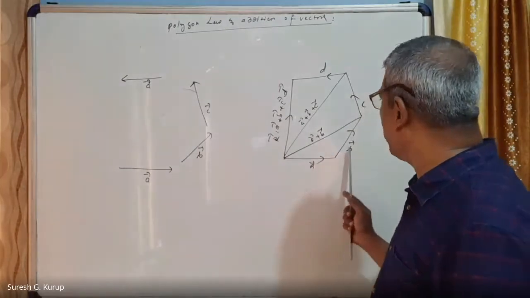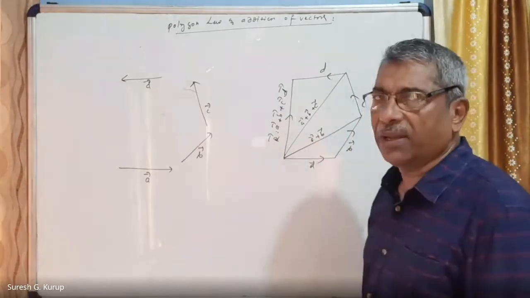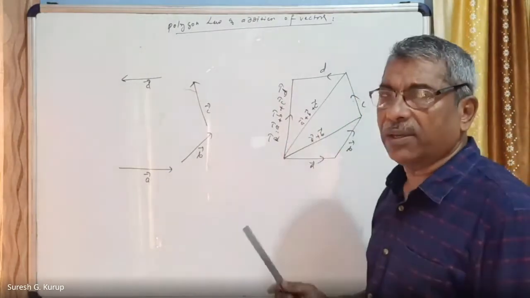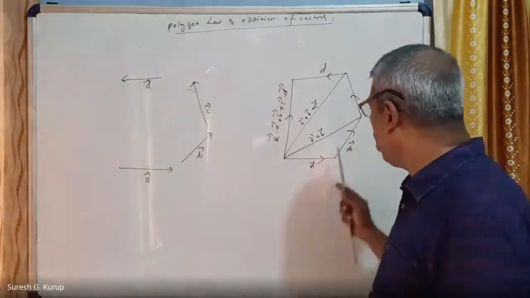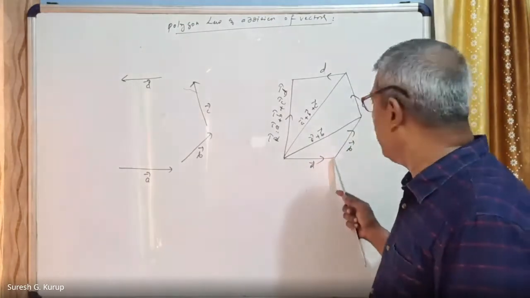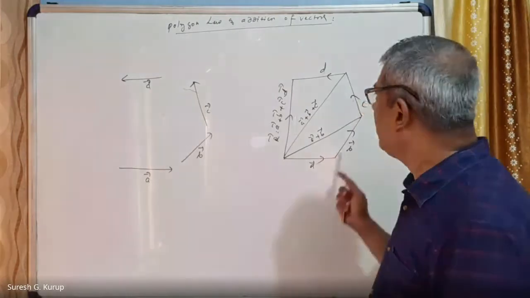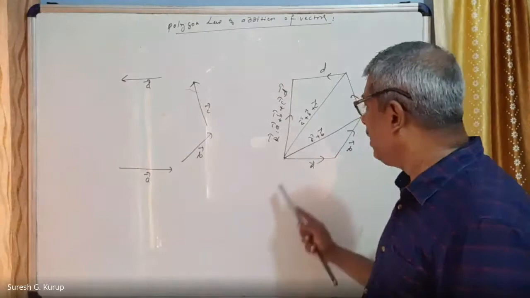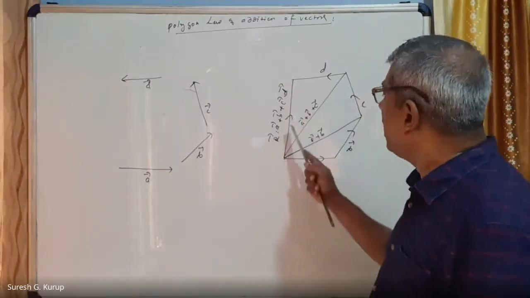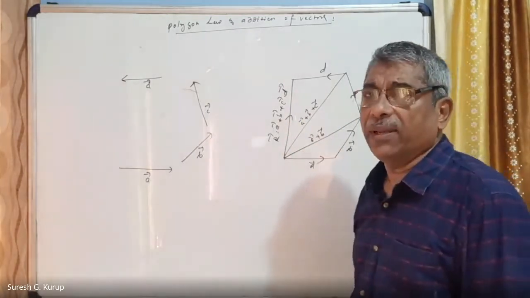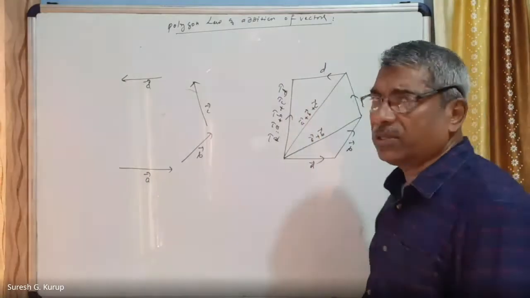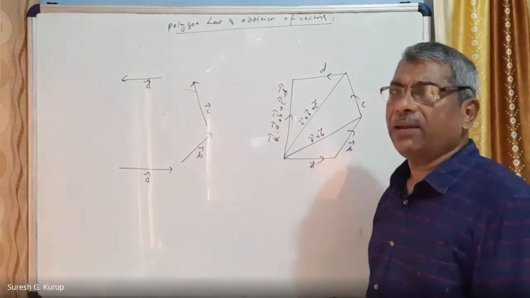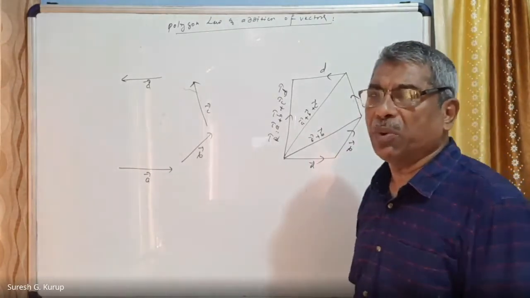This is vector A, this is vector B, this is vector C, and this is vector D. Then the closing side, all these vectors are taken in order. Taken in order means what? When one vector finishes and the other vector starts. That is what is called taken in order. So A, B, C, and D are taken in order. Then the closing side taken in the reversed order will be the resultant of all these vectors. This is another rule using which we can add so many vectors acting on a body, right?